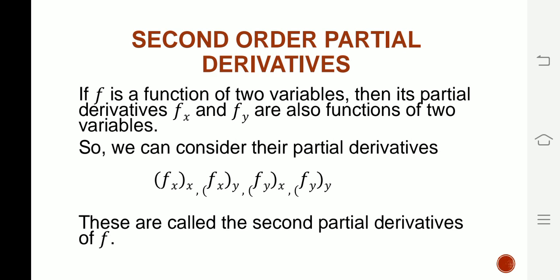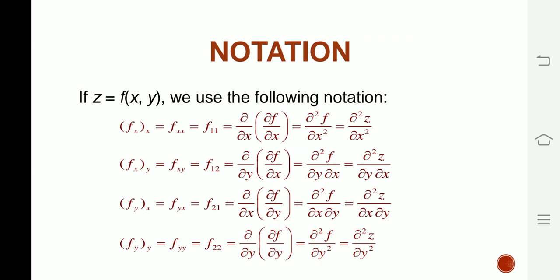Second order partial derivatives. What are the second order partial derivatives? If f is a function of two variables, then its partial derivatives fx and fy are also functions of two variables. So we can consider their partial derivatives fxx, fxy, fyx, fyy. Taking the derivative of fx with respect to x, we get fxx or ∂²f/∂x², ∂²z/∂x².